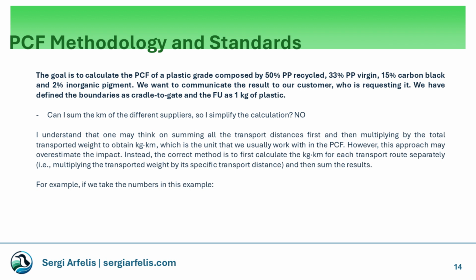When calculating the transport impact in your product carbon footprint, it's important not to simply add up all the kilometers from different suppliers and multiply by the total weight. This shortcut can lead to a significant overestimation of the emissions. The correct method is to calculate the transported weight multiplied by its specific transport distance for each supplier and each material. This gives you the correct value in kilogram-kilometers, or kilogram times kilometer, for each transport route. Once you have calculated the kilogram times kilometer for each material and route, you then sum all these results to get the total transport activity.